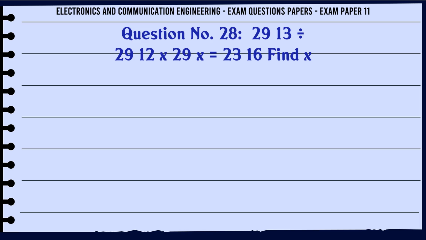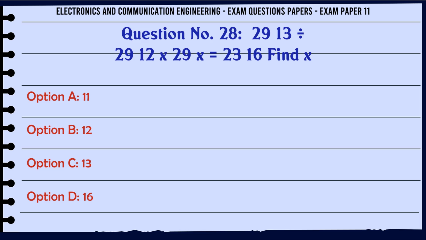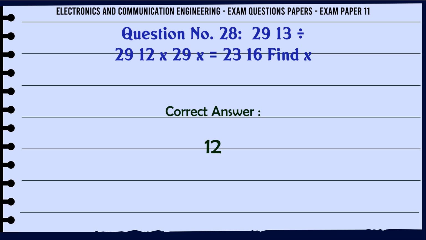29 13 29 12 x 29 x 23 16. Find x. A, 11; B, 12; C, 13; D, 16. The correct answer is 12.